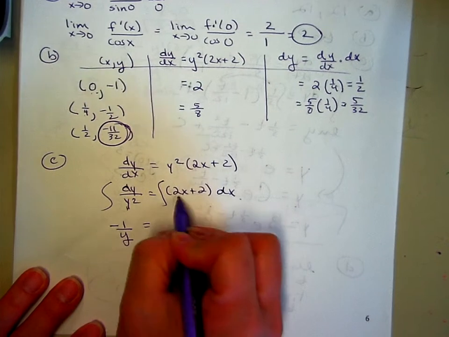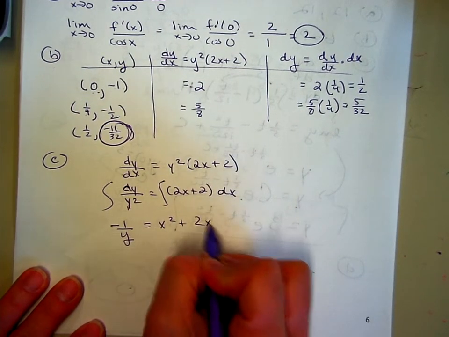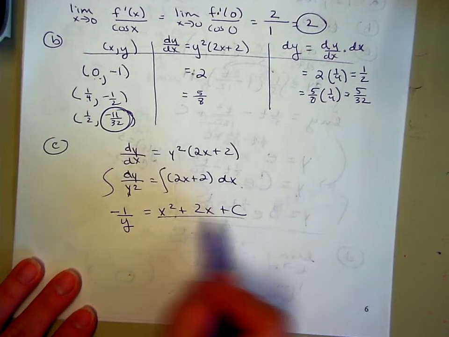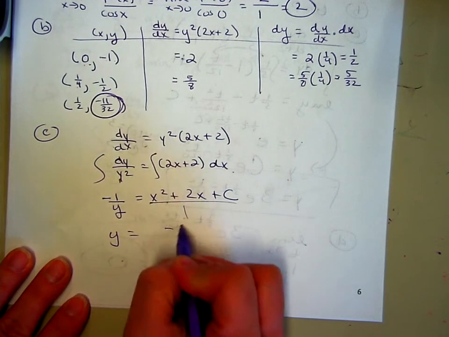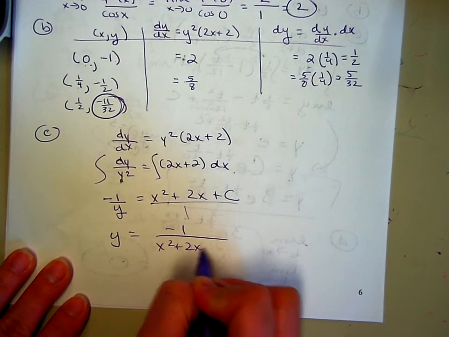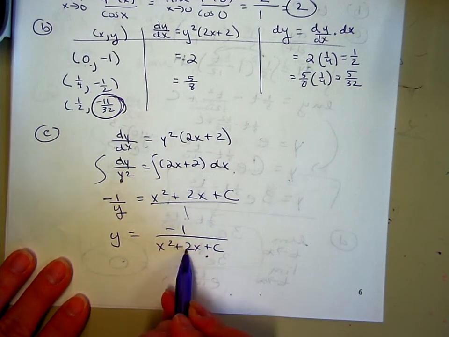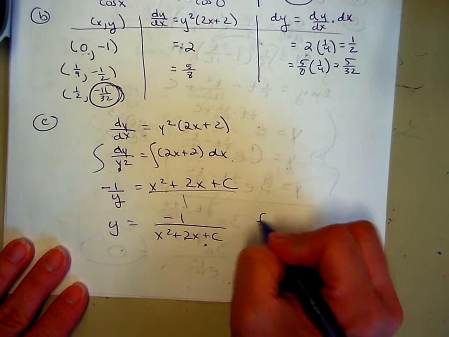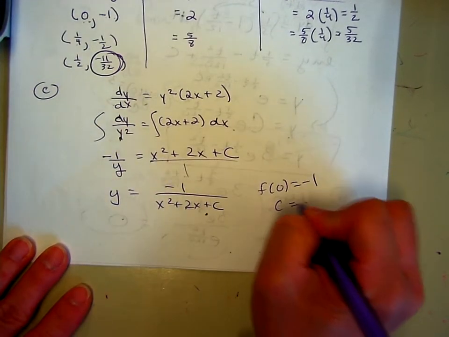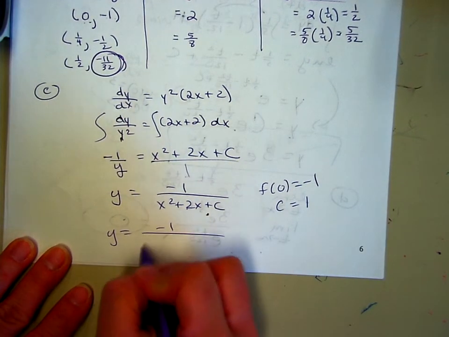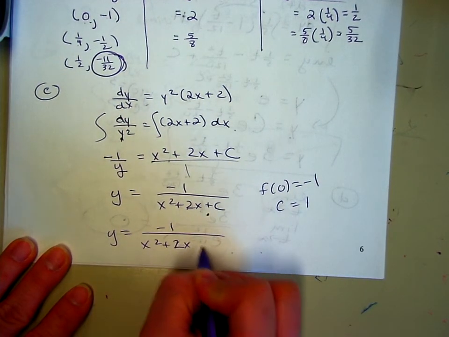Do this separately. Okay, I'm just going to cross multiply, solve for y, do my magic algebra here, and I should get to here. Make sure the plus c stays with this all together. Plug in the point that they tell you, which is f of 0 is equal to negative 1. You should end up with c equals 1. So this is my final particular solution.